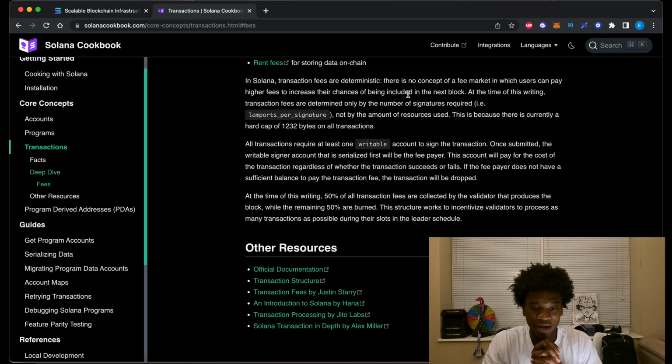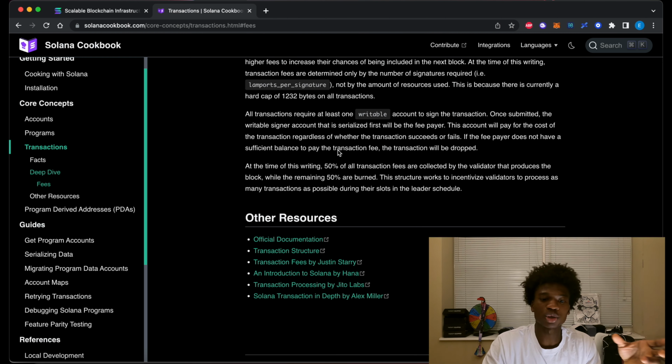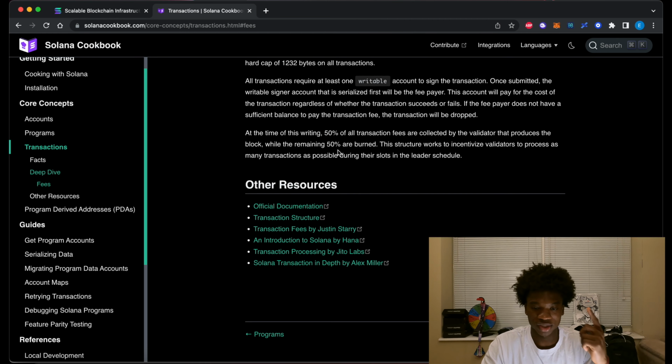Transaction fees are determined only by the number of signatures required, lamports per signature, so how many little fractions of SOL per signature are needed, not by the amount of resources used. This is because there's currently a hard cap of 1232 bytes on all transactions. All transactions require at least one writable account to sign the transaction. Once submitted, the writable signer account that is serialized first will be the fee payer. This account will pay for the cost of the transaction, regardless of whether the transaction succeeds or fails.